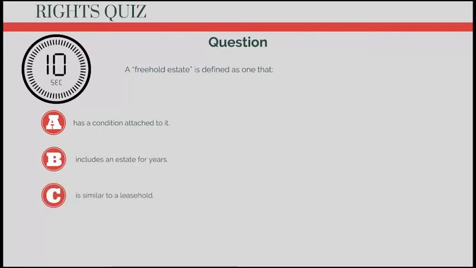A freehold estate is defined as one that A. has a condition attached to it, B. includes an estate for years, C. is similar to a leasehold, or D. will last indefinitely.